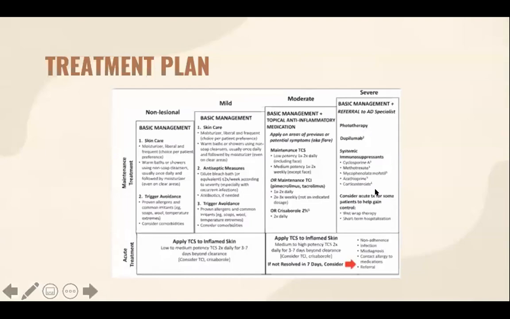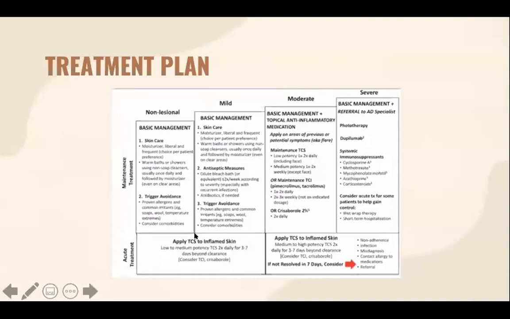In severe disease, we can intervene with phototherapy or systemic immunosuppressive medication such as dupilumab. Systemic immunosuppressives include cyclosporine, methotrexate, MMF, azathioprine, and corticosteroid.